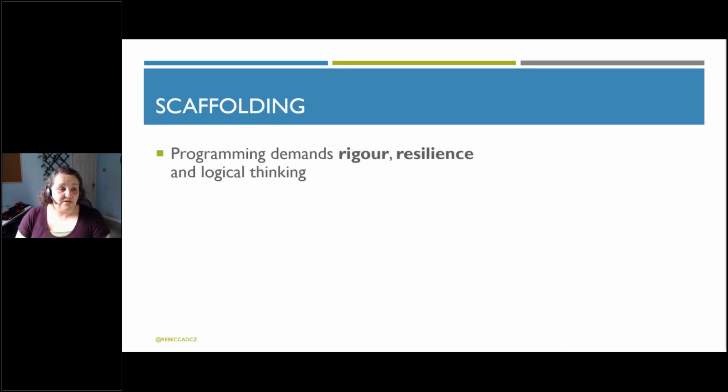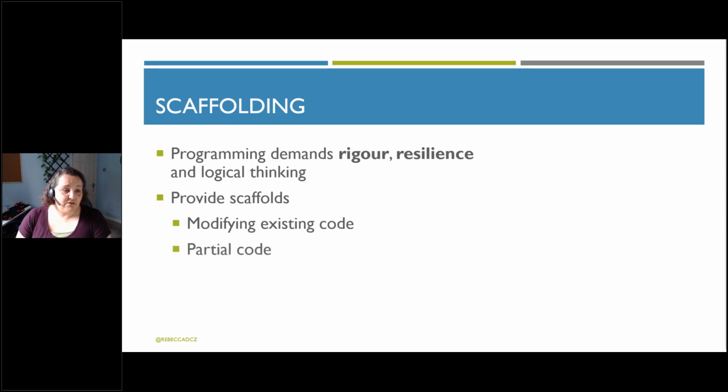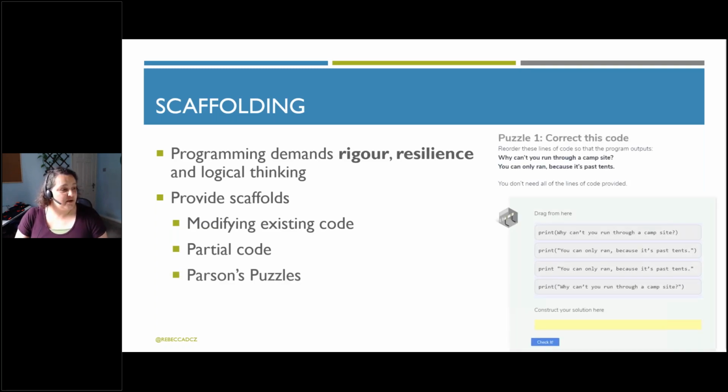It's important to scaffold. Pupils will learn at different paces. You can do this in lots of different ways. You can give them code and ask them to modify it. You can give them partially completed code, so they've got a starting point and then they add on to it. Things like puzzles are quite good. If you haven't heard of those, I'd definitely look those up.